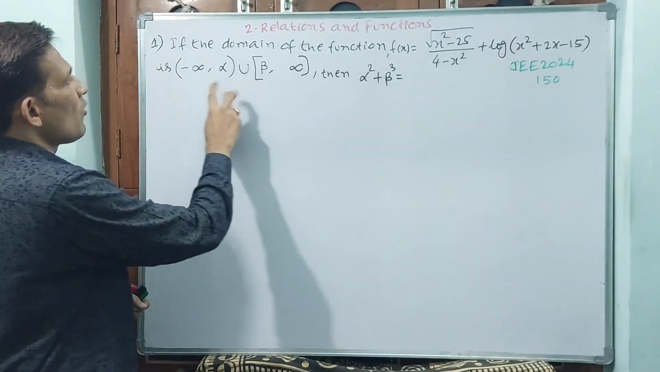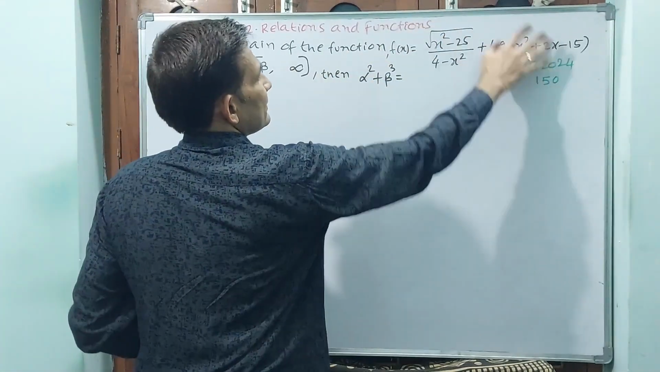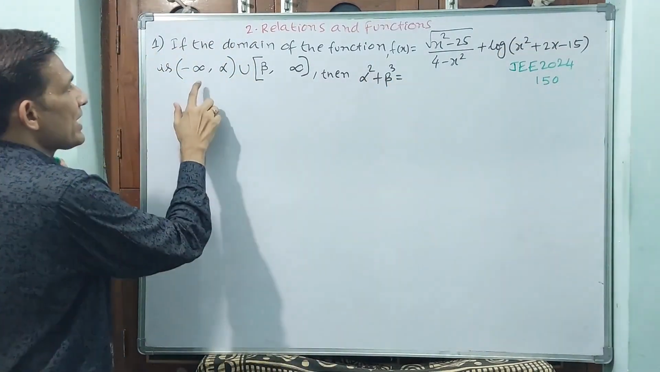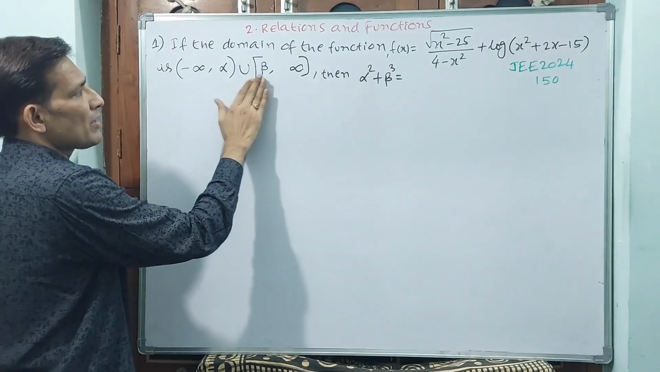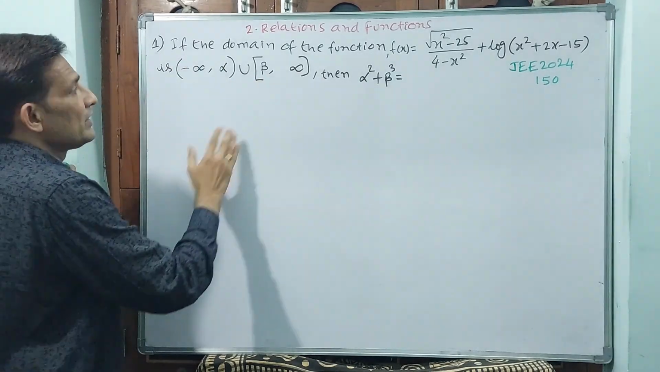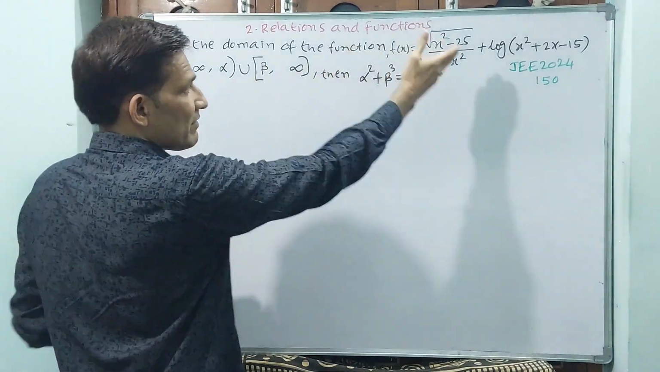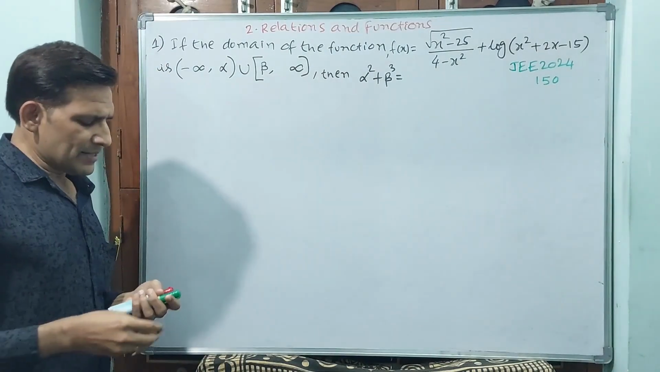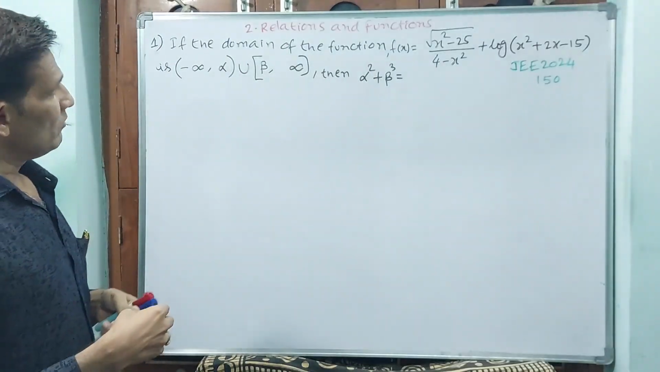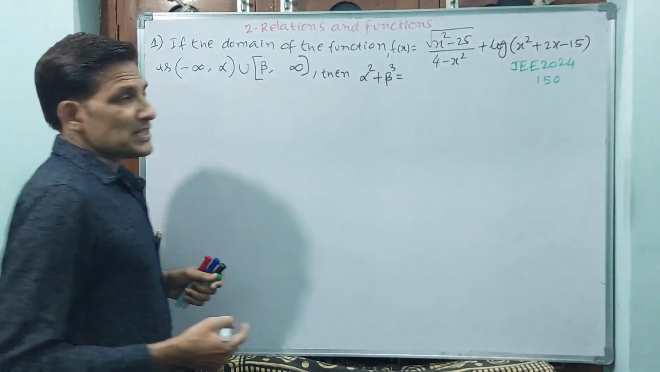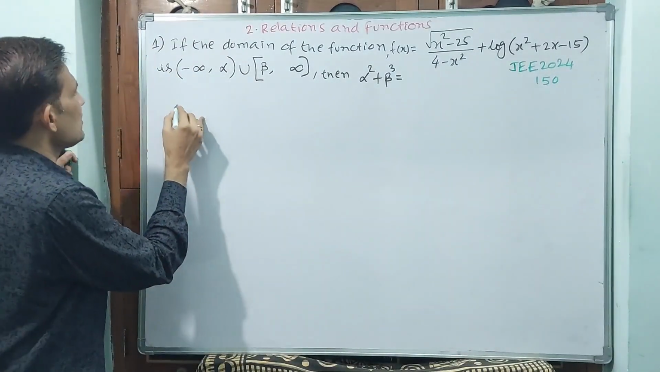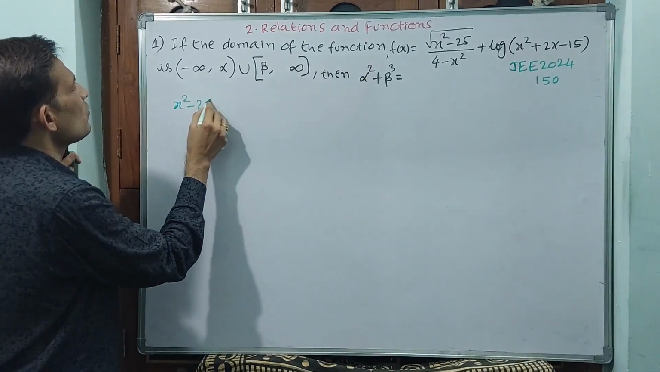See, how are we going to get alpha and beta? If you find this, the domain should come in this way: minus infinity to some number, afterwards some number to plus infinity. Then we can take the alpha and beta values. Let us do it one by one. I am doing it separately. You see, x square minus 25 under root.